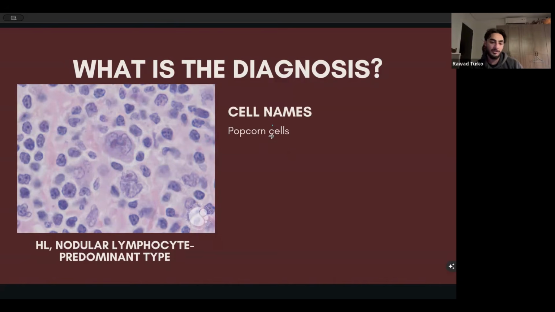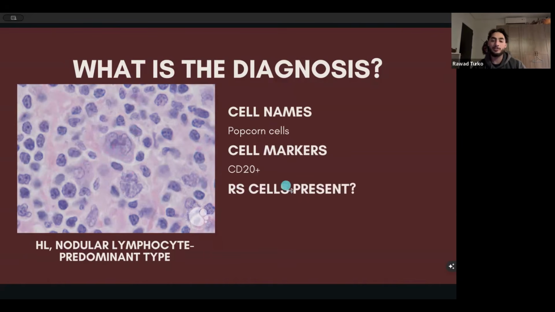We call them popcorn cells. Okay. And what are their cell markers? So they're not CD15 and CD30 positive. So they're CD20 positive. Okay. They are of B cell origin. Okay. Are there any Reed-Sternberg cells present? No. So they're CD30 and CD15 negative.